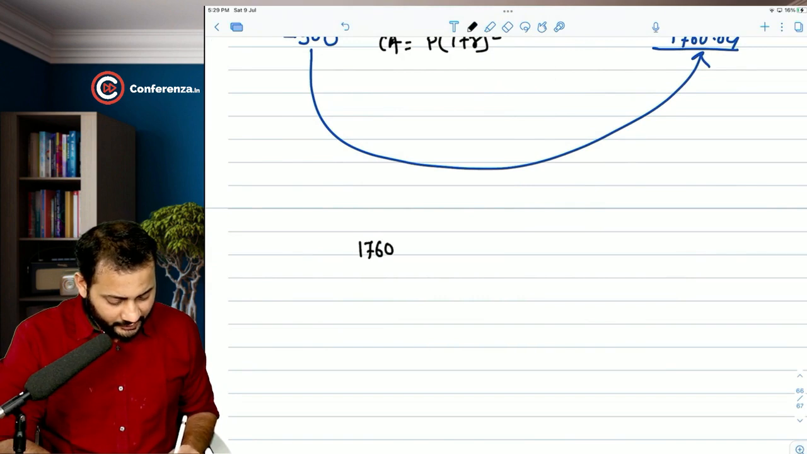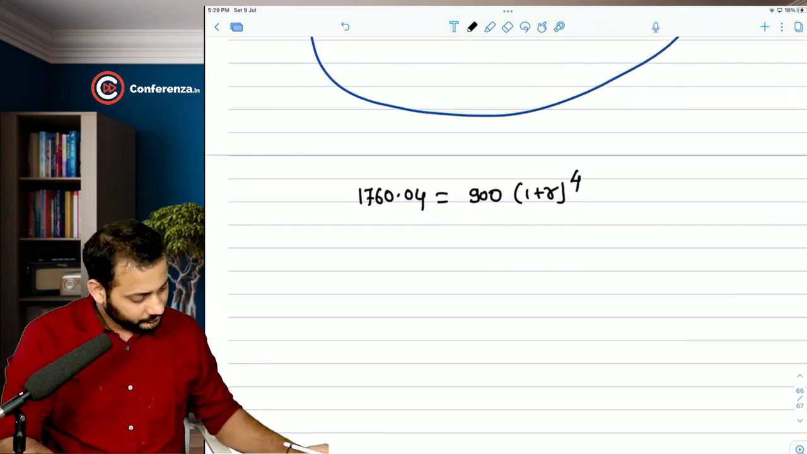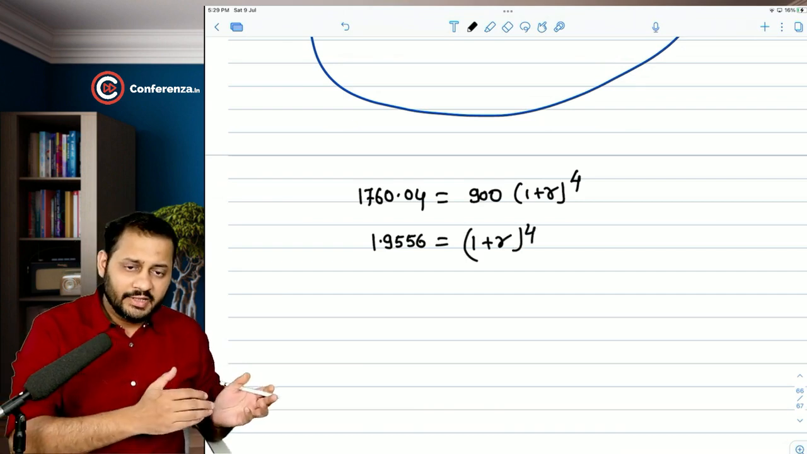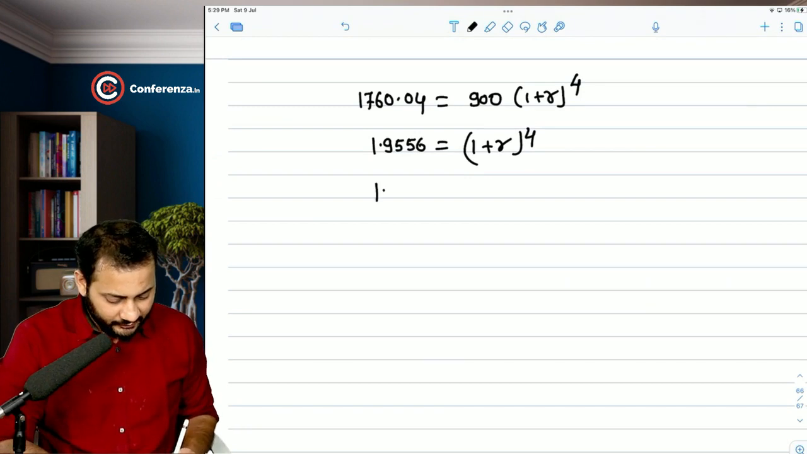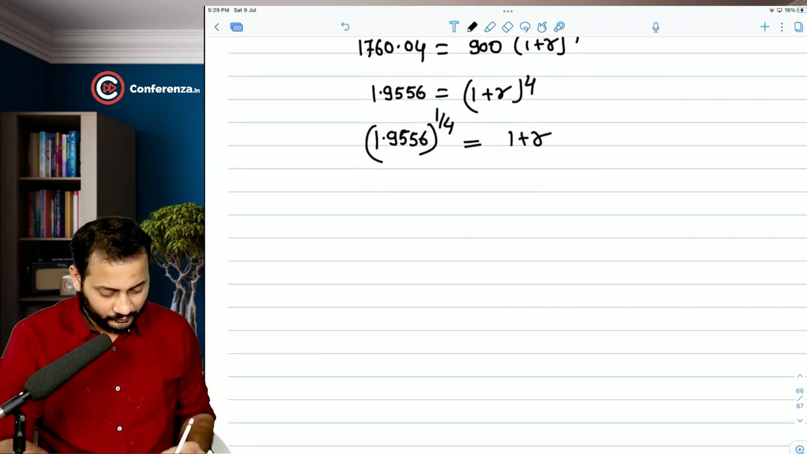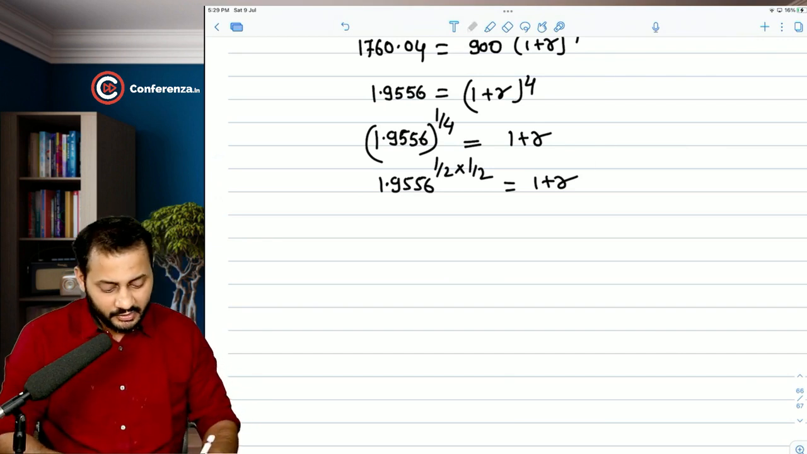Compound amount means the future value 1760.04, principal 900, and you have to calculate the rate of interest in 4 years. That's simple. So it comes to 1.9556 is equal to 1 plus r to the power 4. If you bring that 4 on the left side, it will look like this: 1.9556 to the power 1 by 4 is equal to 1 plus r. Again, 1.9556 to the power 1 by 4 is nothing but 1 by 2 into 1 by 2, and to the power 1 by 2 is nothing but the square root.